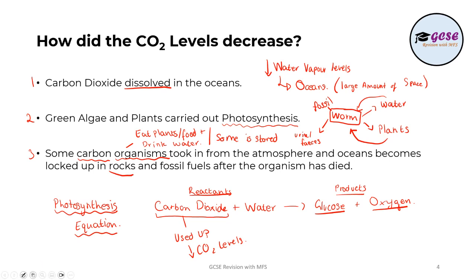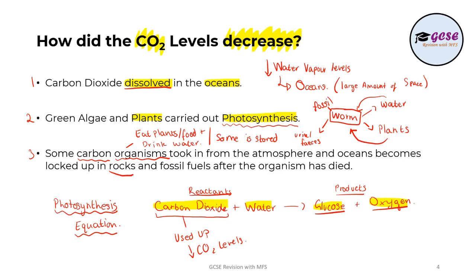So if we summarize this slide, you guys can take notes now. One of the main reasons why the carbon dioxide levels decreased was because the carbon dioxide dissolved in the oceans. The second reason is due to photosynthesis, plants carrying out photosynthesis. And here's the photosynthesis equation. We've got the carbon dioxide and water producing glucose and oxygen.